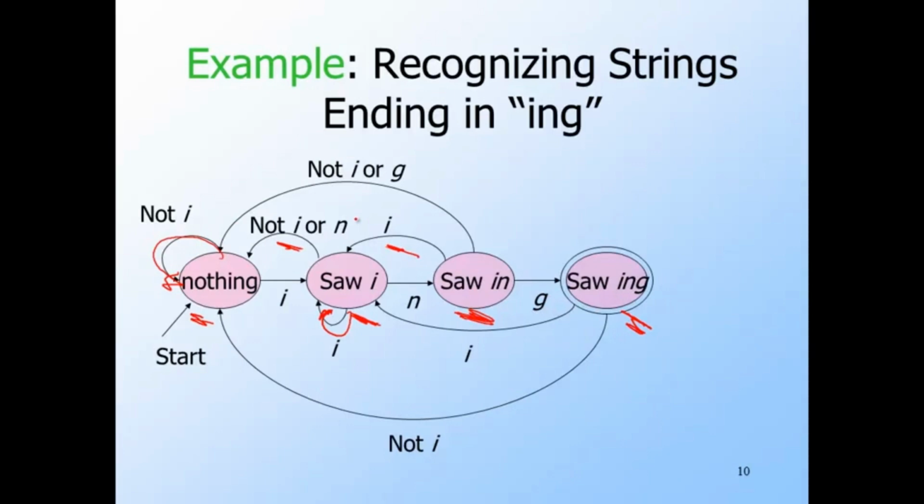On any input other than I or G, including N, we have no progress at all, so we go back to the start state. And finally, from state saw ing, we can only go to state saw I if the next input is I, and otherwise we must go back to the start state.